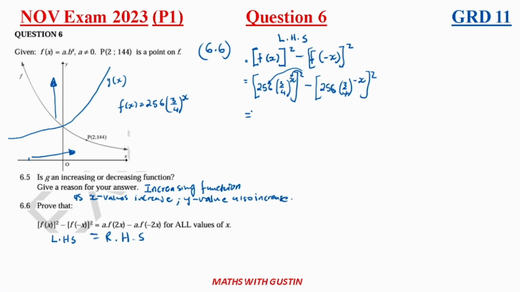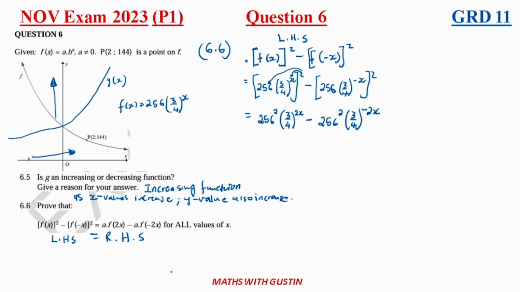All right. So when we simplify here, we're going to have 256 squared, and therefore 3 over 4, all to the power of 2x, minus. Here a similar thing would apply: 256 squared, and then 3 over 4, let's not forget the negative 2, to the power of x. And that's only the left hand side.